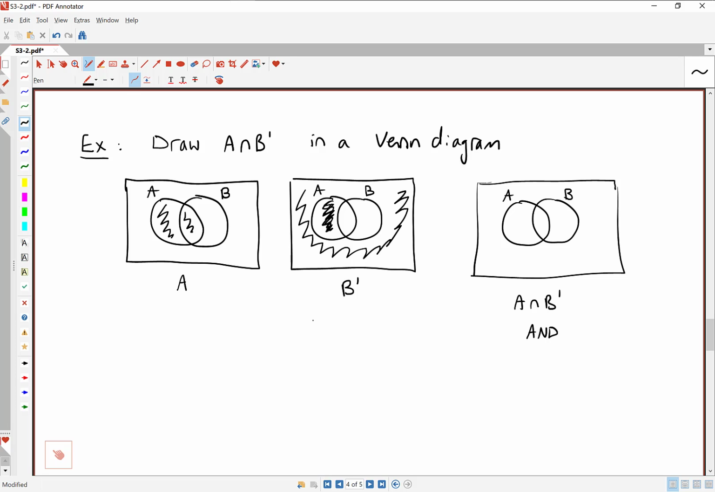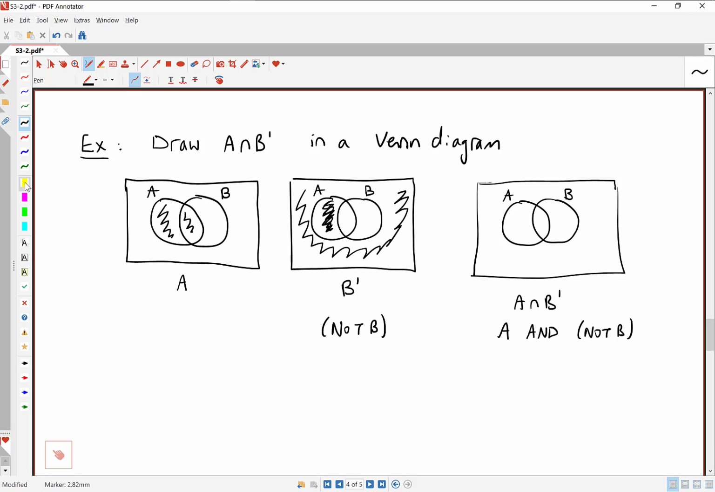So if you want to turn this into more logical phrasing, B complement can be thought of as not B. And so this last set, A intersect B complement, could be phrased as A and not B, if you find it easier to think of it that way.